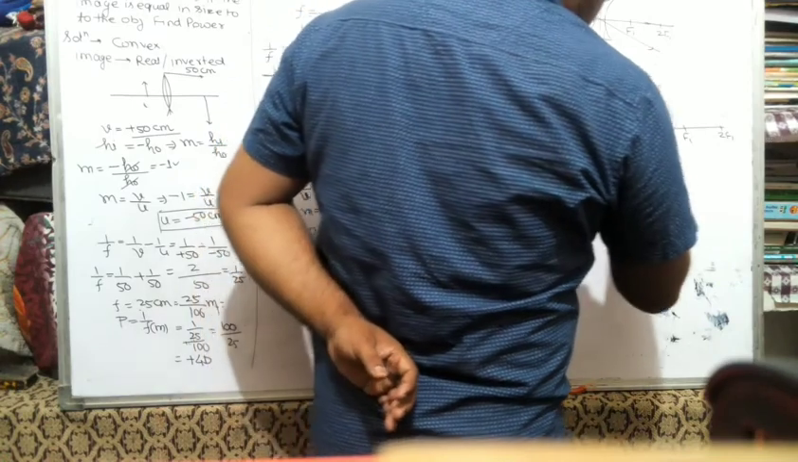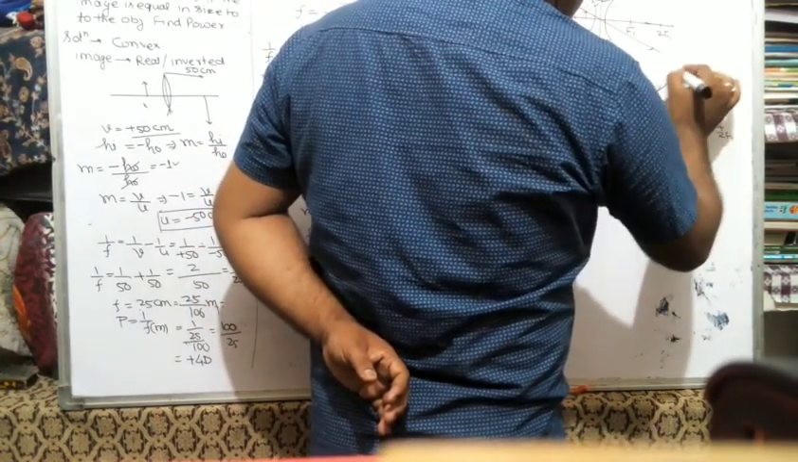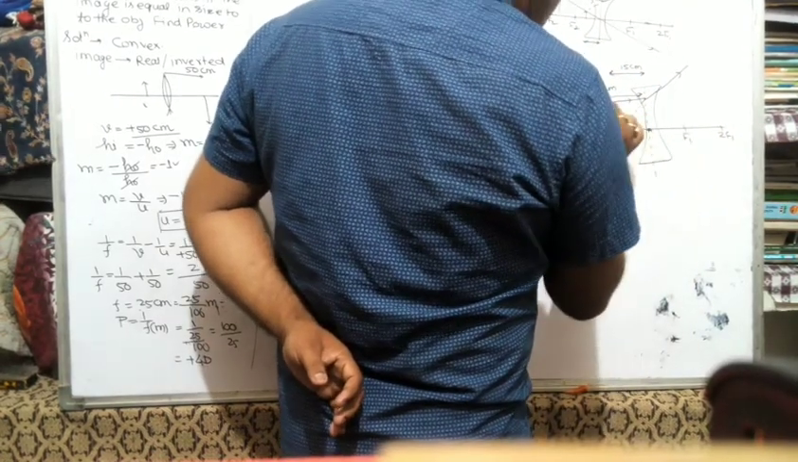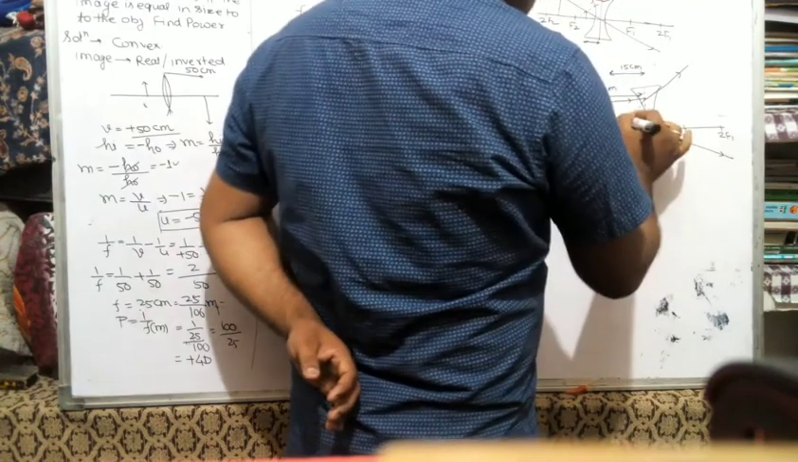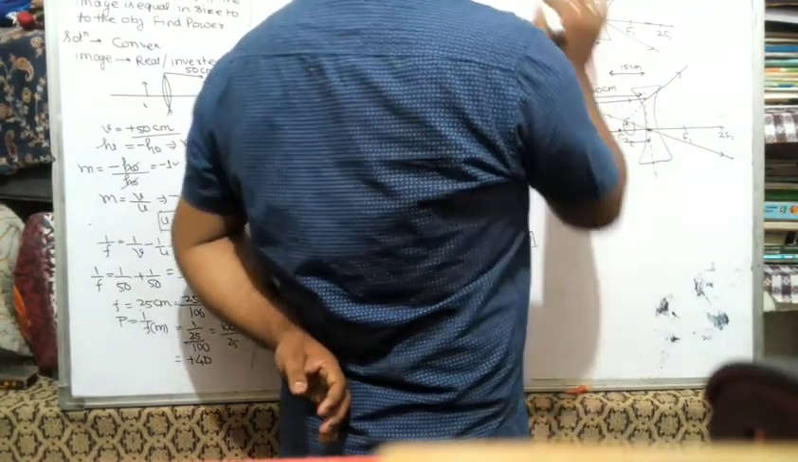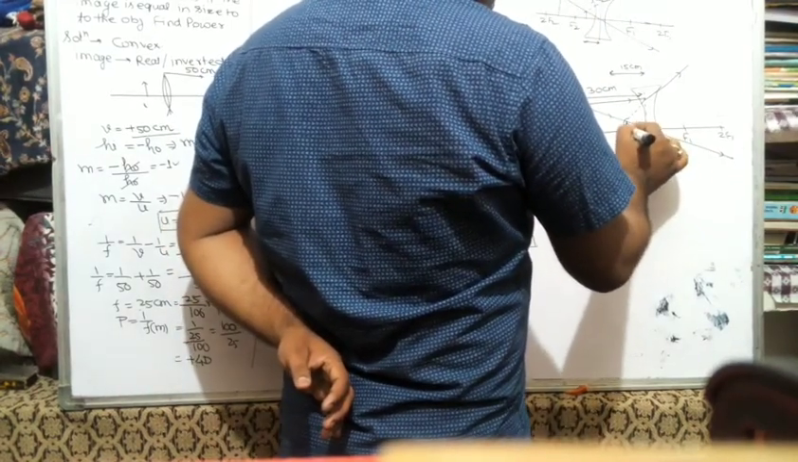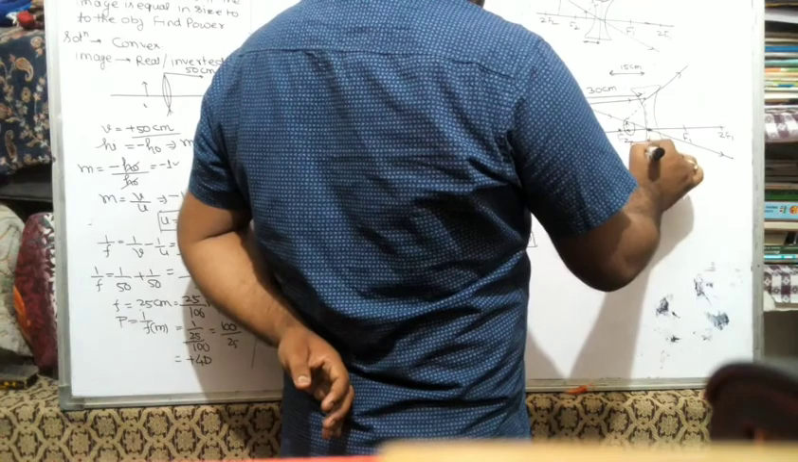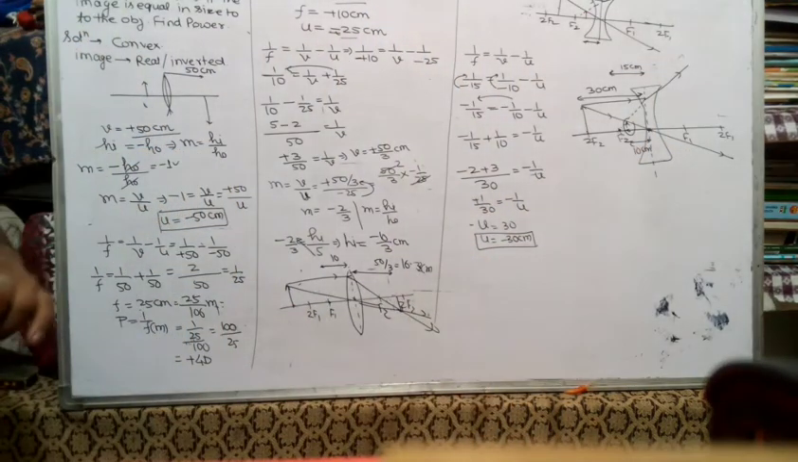The first ray goes parallel. After refraction it will be there. Second ray will pass through the optical center. And this is the image. So where is the position v? It is 10 centimeter. From here to here it is 15, so here to here 10 centimeter. I hope everything is clear beta.